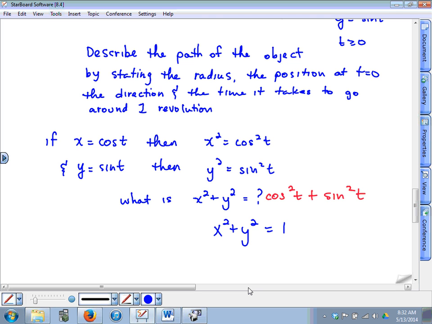Now we can answer at least this question, stating the radius. Taking the square root of 1 equals the square root of x squared plus y squared. What's the radius? Which is 1. Radius is 1. So that answers the first question. Radius is equal to 1.